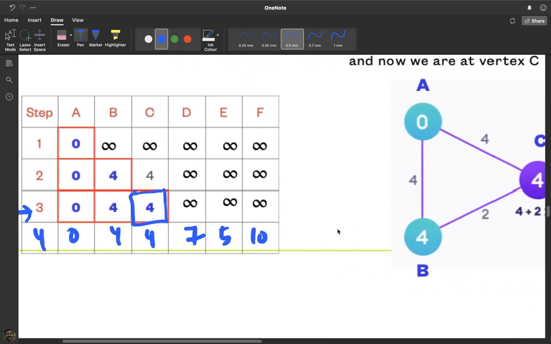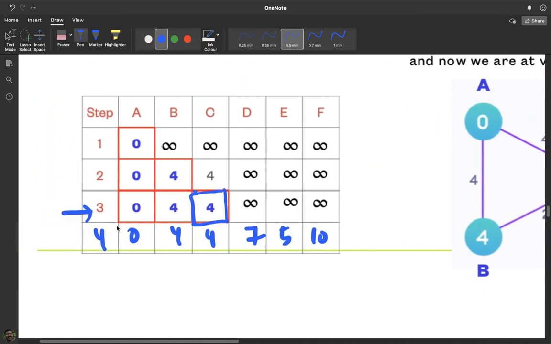Okay, now look at the temporary labels here. Don't look at these ones, because they already have permanent labels, so these will not change. Now, out of the remaining vertices, look at the vertex having the smallest label. You can see that E is having the smallest label, so you will assign its weight as its permanent label. From now onwards it will not change. So this is the permanent weight now.